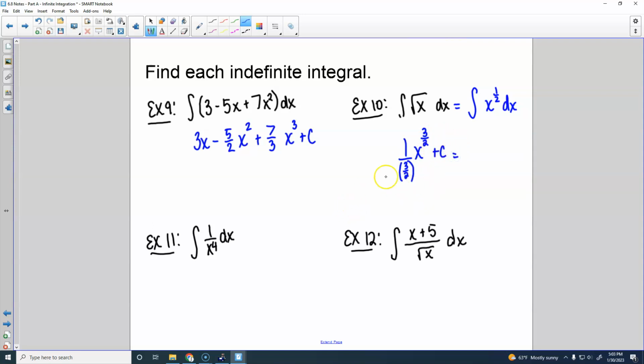Now, dividing fractions is easy as pie. We're going to flip the second and multiply, so when we do that, we're doing 1 times 2 thirds, and we'll just have 2 thirds x to the 3/2 plus c. For that, you might see them change this back to a root. If you do, it's going to be 2 thirds square root of x cubed plus c.